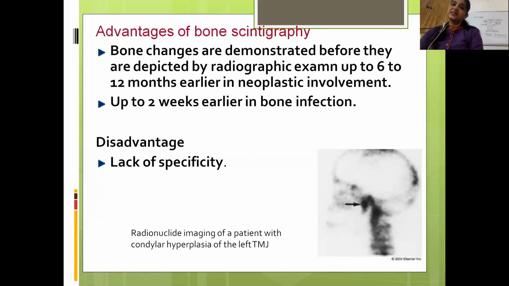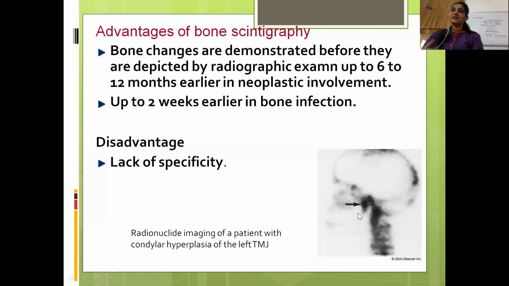What is the disadvantage? Lack of specificity. We cannot specifically say where the origin of the malignant tumor is. But if there is a dense image, hotspots as we call them, it is very well appreciated over here, a radionuclide image of a patient with condylar hyperplasia of the TMJ.